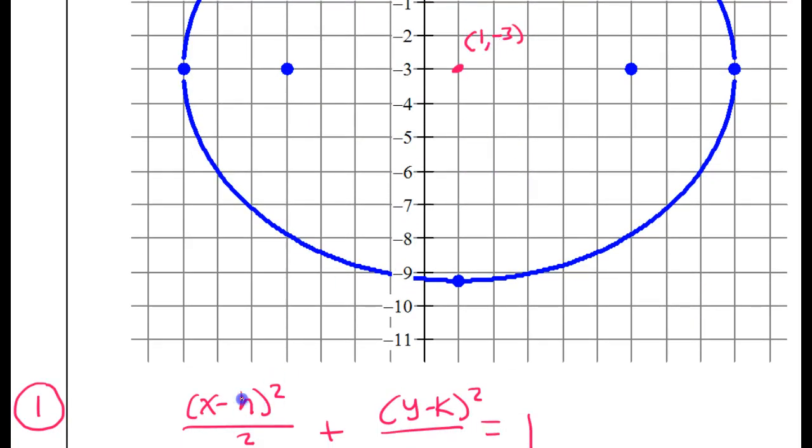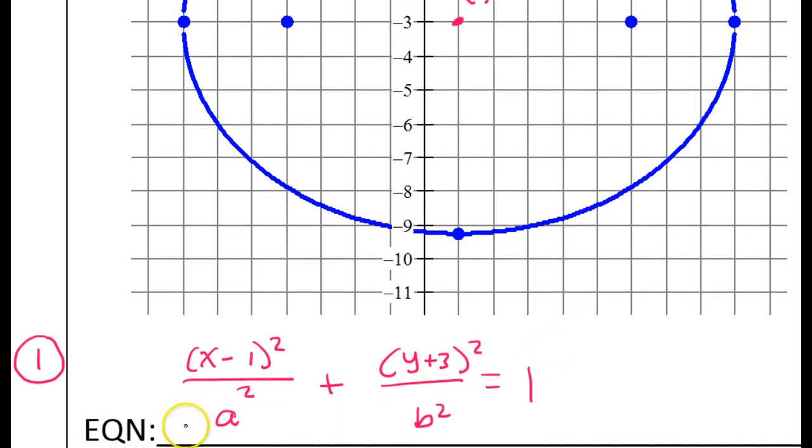I basically do the opposite of these as I put them into the equation. So because of the 1, I will have x minus 1. Because of the -3, I will have y plus 3. So now I just need my a squared and my b squared.